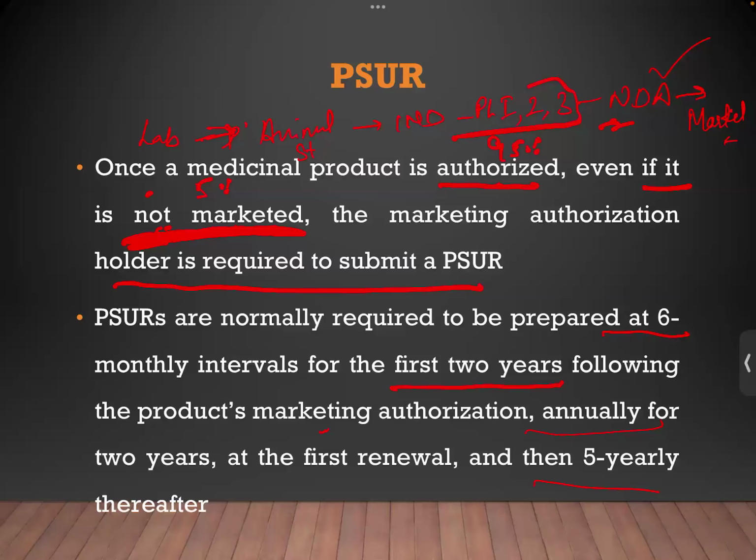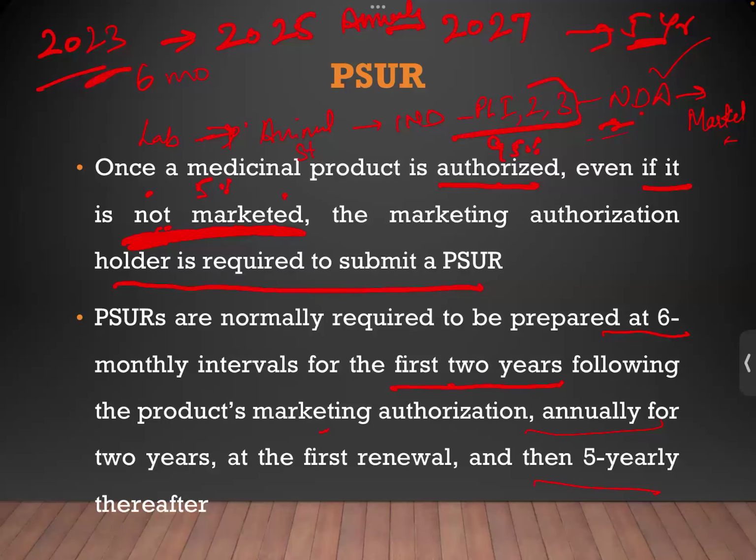Post 2023, you got an NDA application, your product got approved till 2020, then for the first 2 years till 2025, every 6 months, then annually for 2027, after that every 5 years, like that. So they are getting a relaxation: if the product has been in the market for 4 years, after that they can submit the report after 5 years. But in the initial years, it's very important.